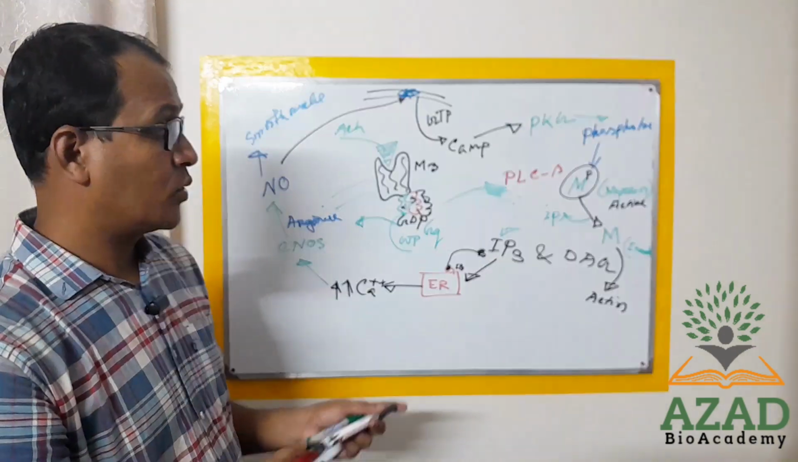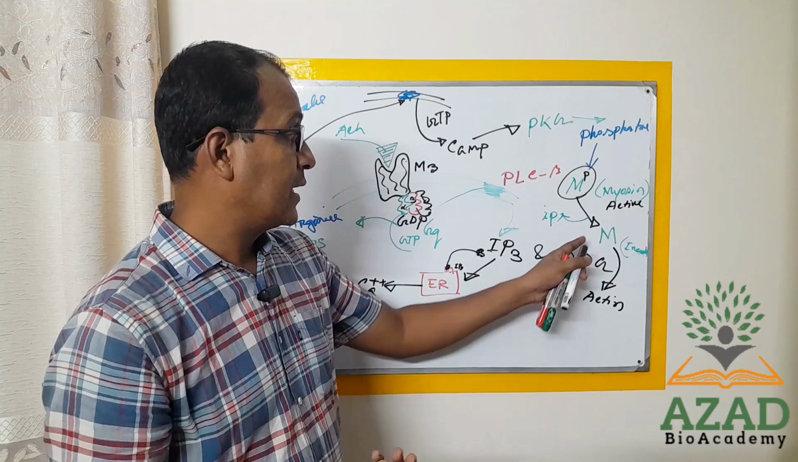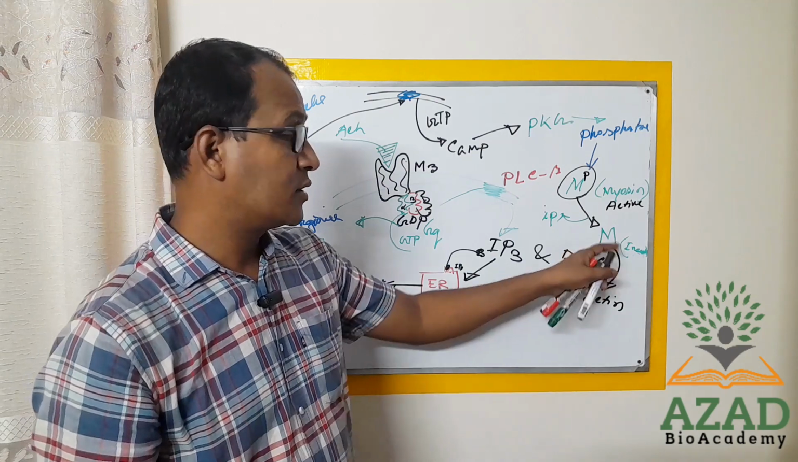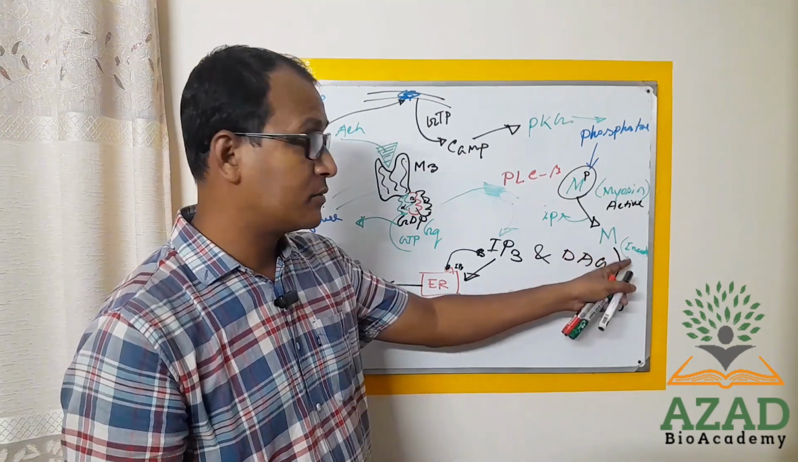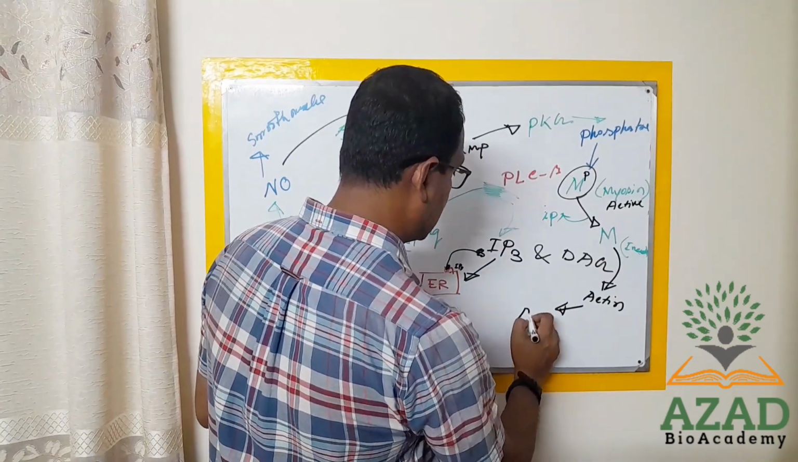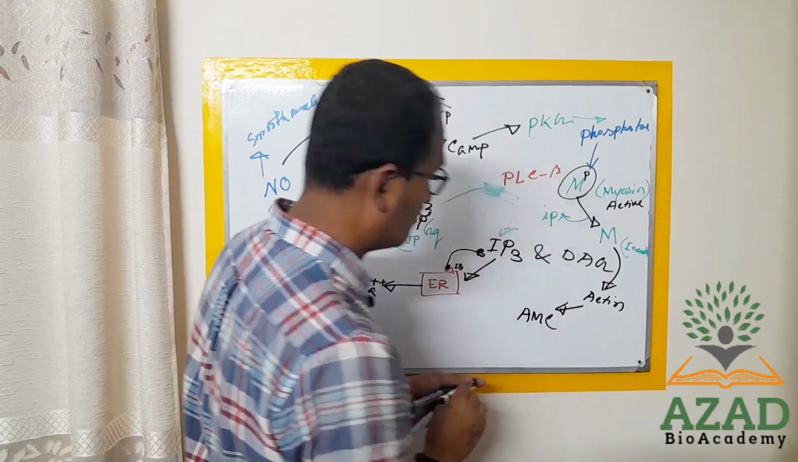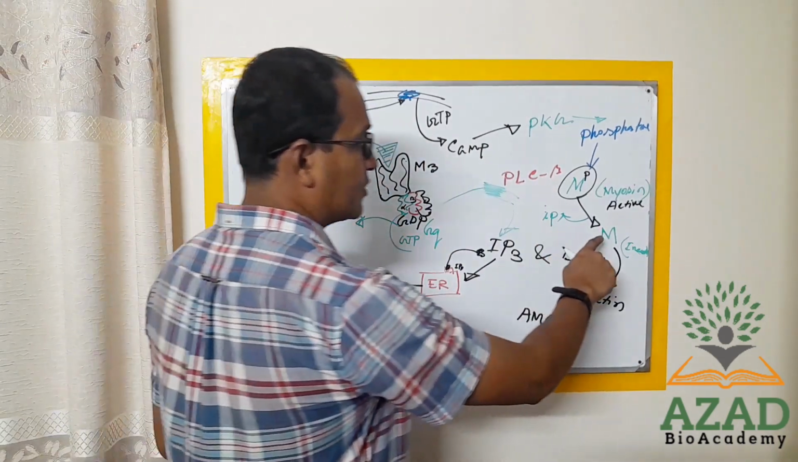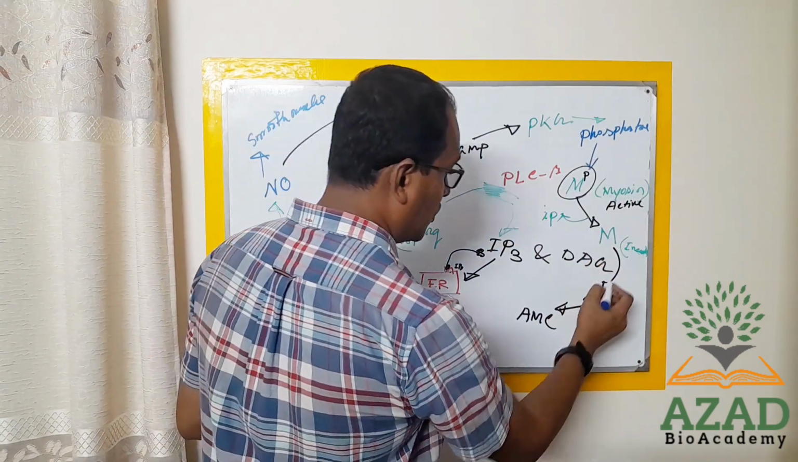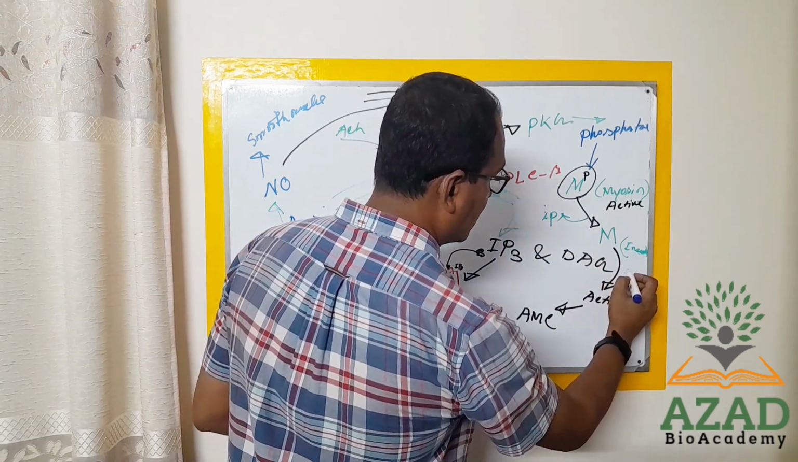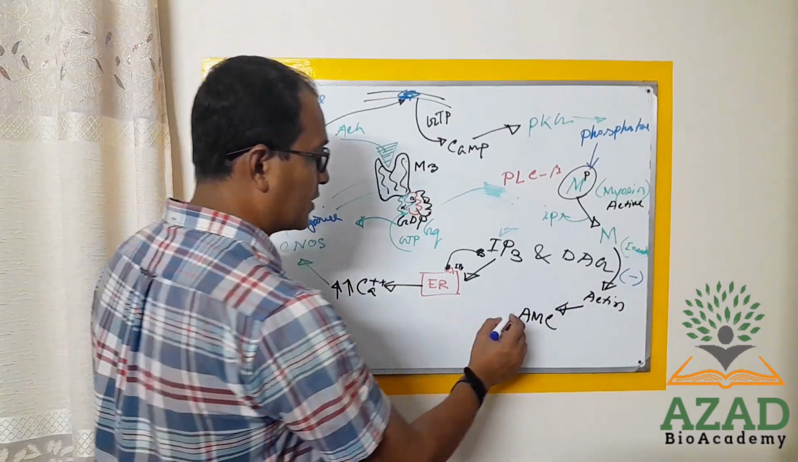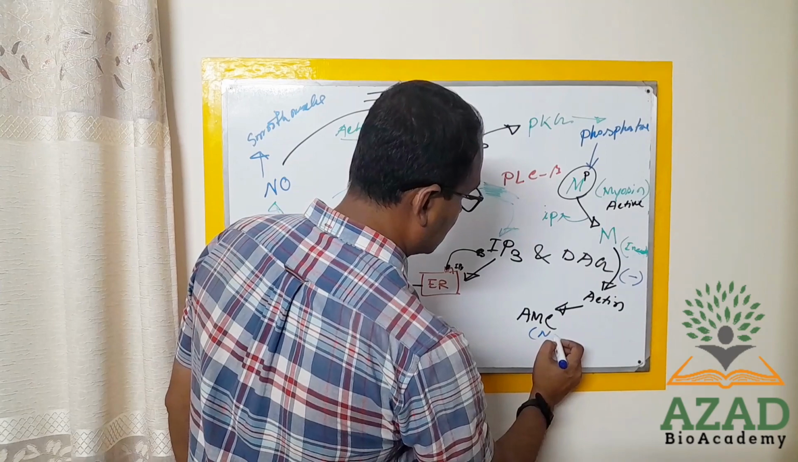Okay, so in smooth muscle, when myosin is phosphorylated, it will be able to bind with the actin, and that will form an actin-myosin complex. But here myosin is already dephosphorylated by the phosphatase enzyme, so it does not bind with the actin. So you can say no actin-myosin complex.